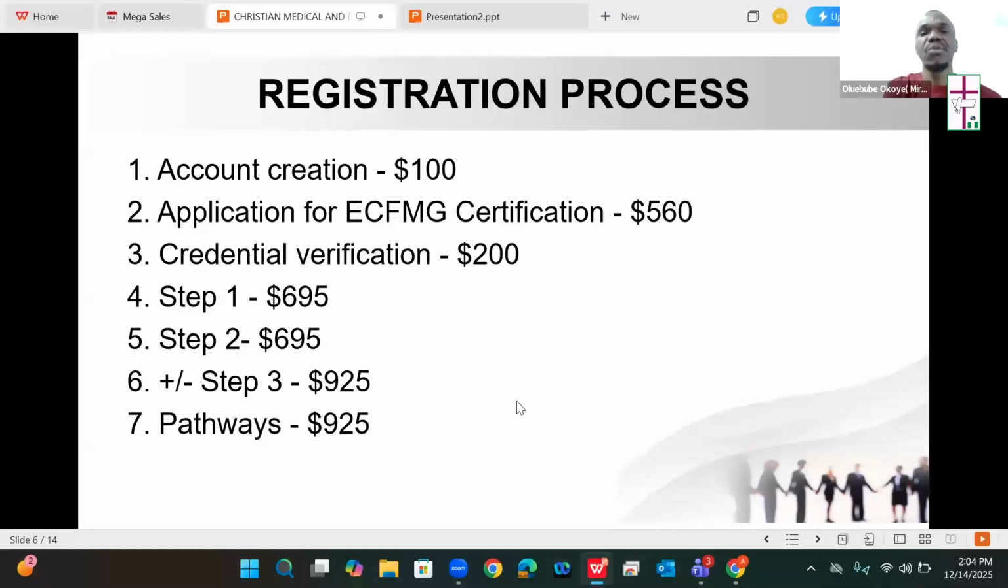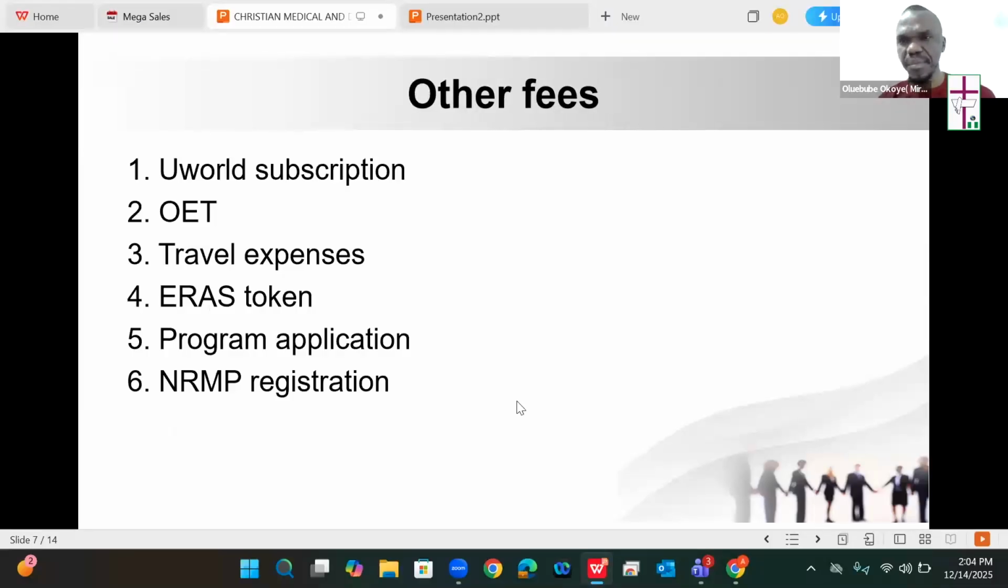Then there are also a few other fees that you might need. You may need to subscribe to UWorld, you need to pay for OET. Then you may have travel expenses. For those in Nigeria, there is no location for writing Step 1, so you may have to go to Ghana to write Step 1. So you need to fly to Ghana, or you can decide to go by land transport. Then you may have to pay for your accommodation, your feeding and everything, the travel expenses to Ghana.